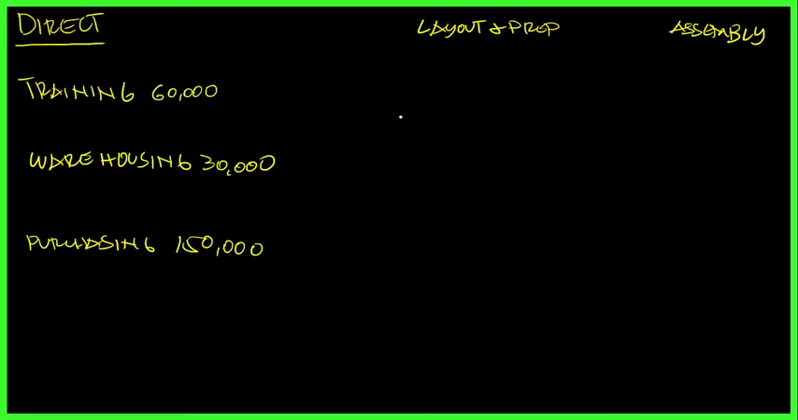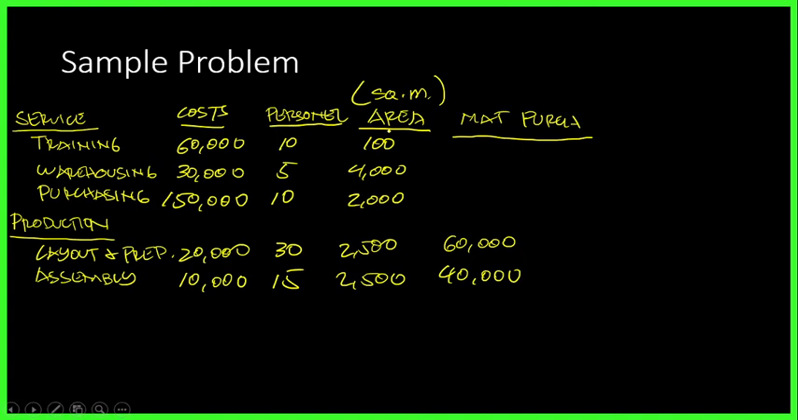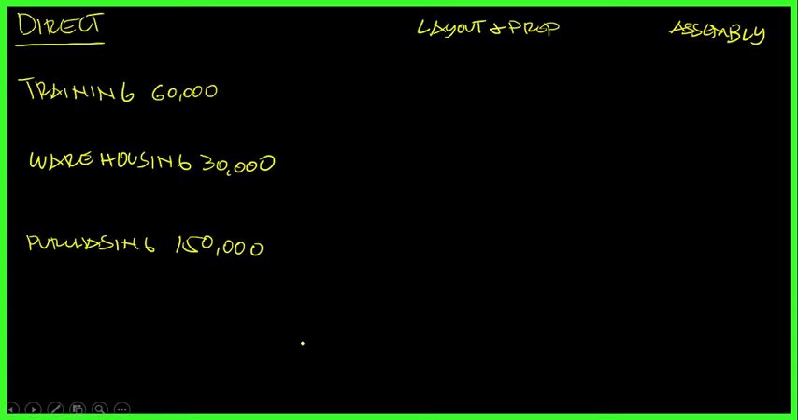So if training is allocated based on the number of personnel, we need the number of personnel for layout and assembly. Let's go back. We are going to use 30 and 15, a total of 45. So that is now our ratio. So you have 30 over 45, and you now have 15 over 45. Let's check if that's correct.